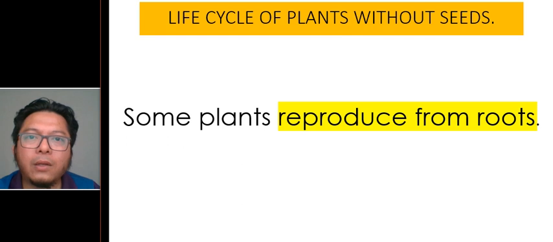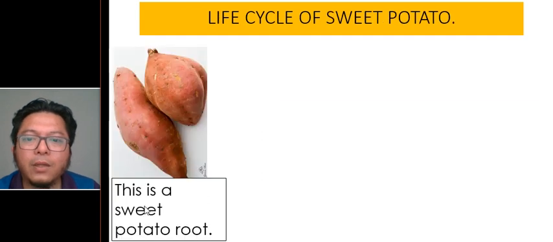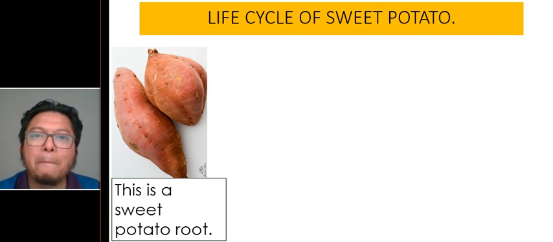Potato, onion, and ginger. So now we shall learn plants that reproduce from roots, dari akar. Now this is a sweet potato root. This is sweet potato. It's called root. Now remember, even though it's the same like potato just now, and this is also a potato, but it is different. I've checked and it is different.